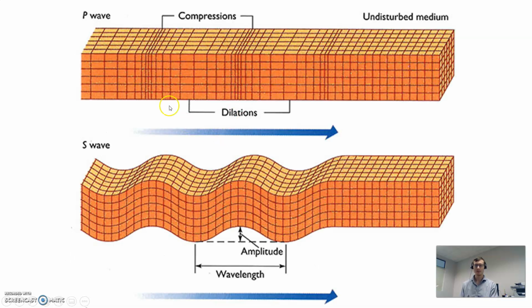So this might be able to give a little bit more of a clear visual here. This is our primary wave on top. It's traveling in this direction, and the compressions and dilations, the waves, are in the same direction as the wave is traveling through the earth here. As opposed to an S wave, it is traveling this way, but the waves themselves are in the vertical direction. It's not the same.